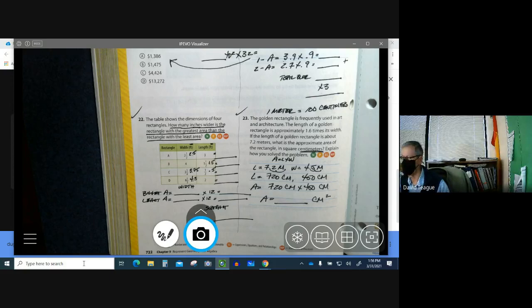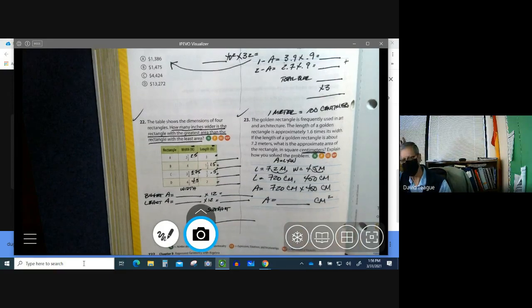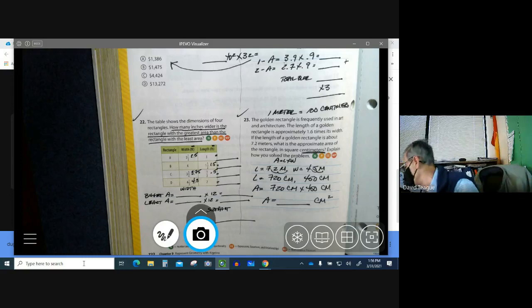Okay? So take the last 15 minutes, fill this out, do your Google quiz. If you have more time, there's an Edpuzzle there in Google Classroom, or maybe your packet.